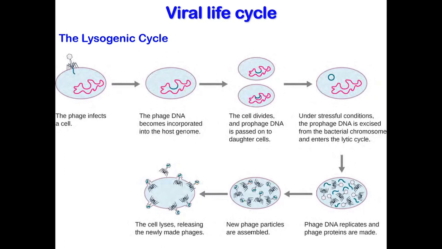Then as the bacterium replicates its chromosome, it also replicates the phage's DNA and passes it on to new daughter cells during reproduction. Now this can continue for many generations until there is exposure to stresses, for example, UV light or changes in growth conditions. Then under these stressful conditions, prophage DNA is excised or removed from the bacterial chromosome. The lysogenic cycle then ends and the lytic cycle begins.